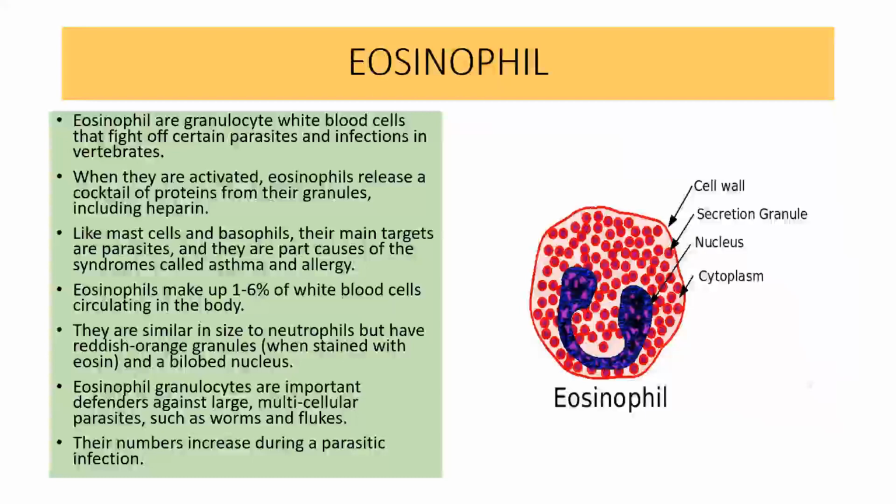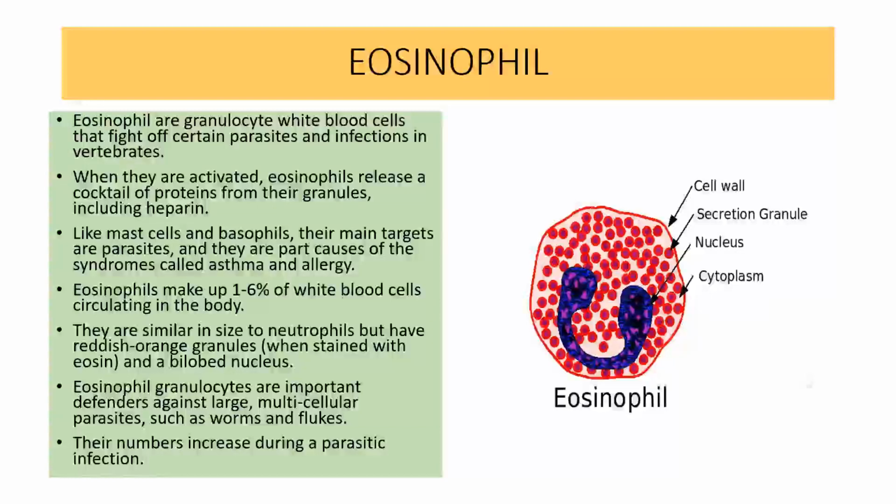Next important cell is eosinophils. Eosinophils are granulocyte WBCs that fight off certain parasites and infections in the vertebrates. When they are activated, eosinophils release a cocktail of proteins from their granules, including heparin. Like mast cells and basophils, their main targets are the parasites, and they are part of the causes of syndromes like asthma and allergy.